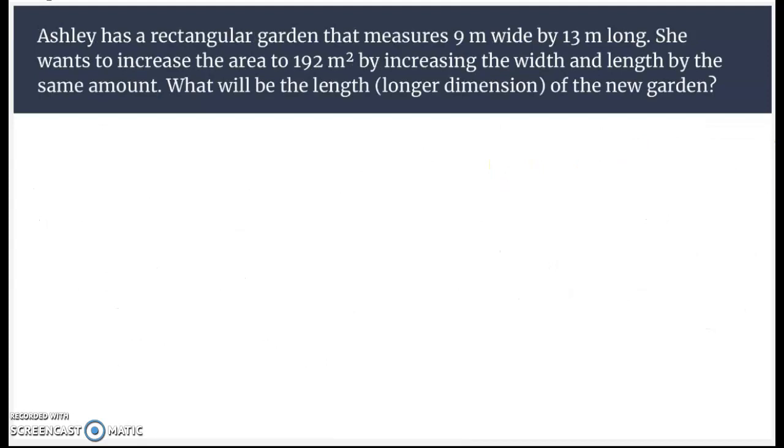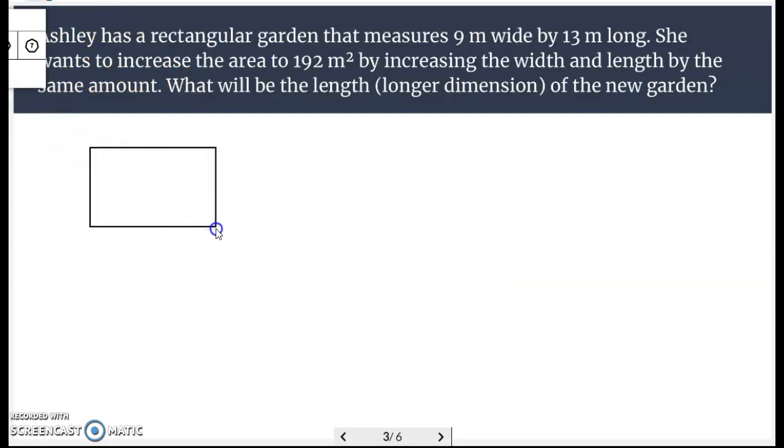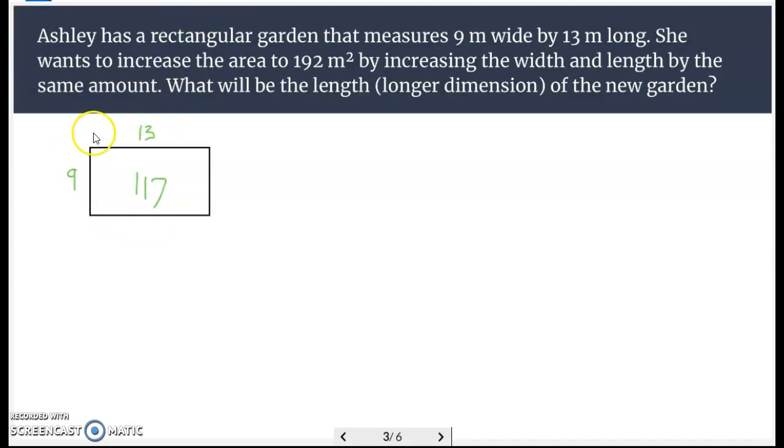Next question here. Ashley has a rectangular garden that measures 9 by 13. She wants to increase the area to 192 square meters by increasing the width and length by the same amount. What will the length of the new garden be? Well, here's the original, 9 by 13. If we take 9 times 13, we get 117. But what she wants to do is make a larger garden, and it will be about like this. And notice we're going to increase the width and the length by the same amount.